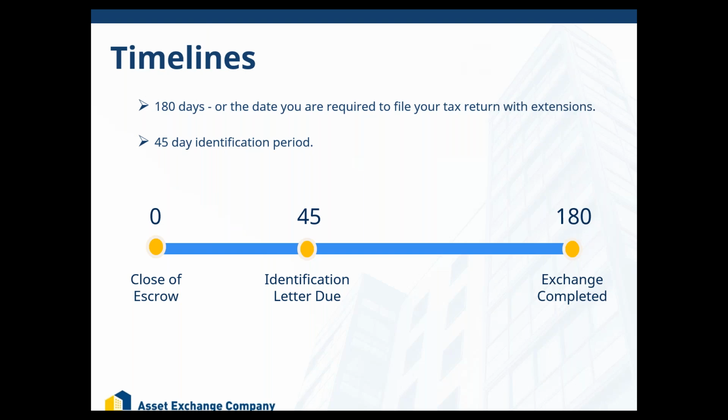That's something else that we're going to help with, all right? We're going to provide a form to the client. Now, we refer to it as the identification ID letter. But basically, it's going to have some blank lines on it, but it's going to have to be specific to a property address or addresses, okay? The client's going to have to fill that out, sign it, get it back to us by midnight of the 45th day. That's how they will formally identify their replacement property. They're going to do it directly to us, the QI, the qualified intermediary.